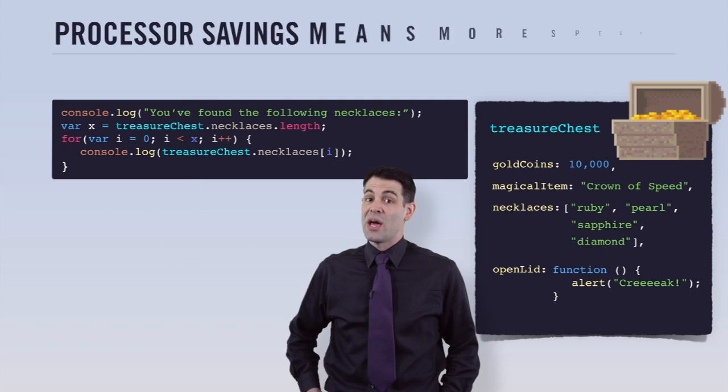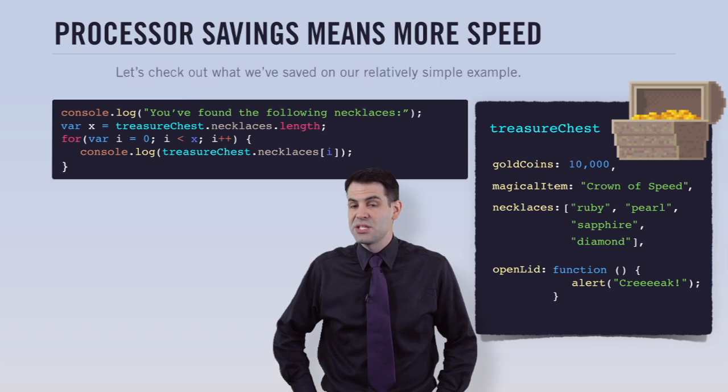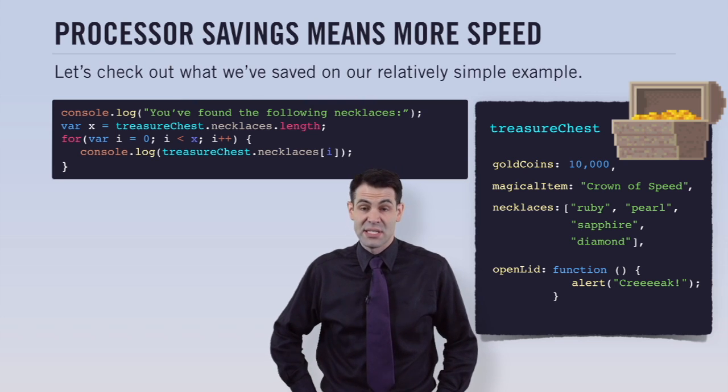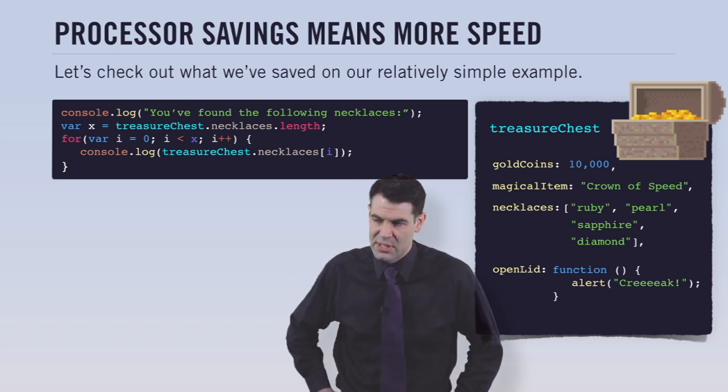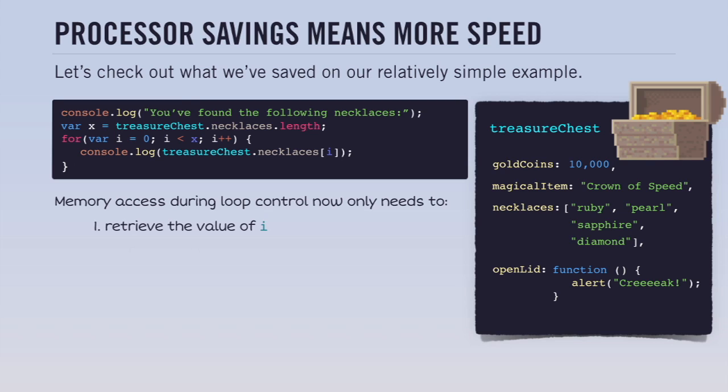Every time you help your processor out with some savings, that's going to mean more speed. And so let's check out and see what we've actually saved in our moderately simple example. So now, during loop control, memory access only needs to retrieve the value of i and then retrieve the value of x. Then we do need to add in our one-time cost in creating our new x variable.